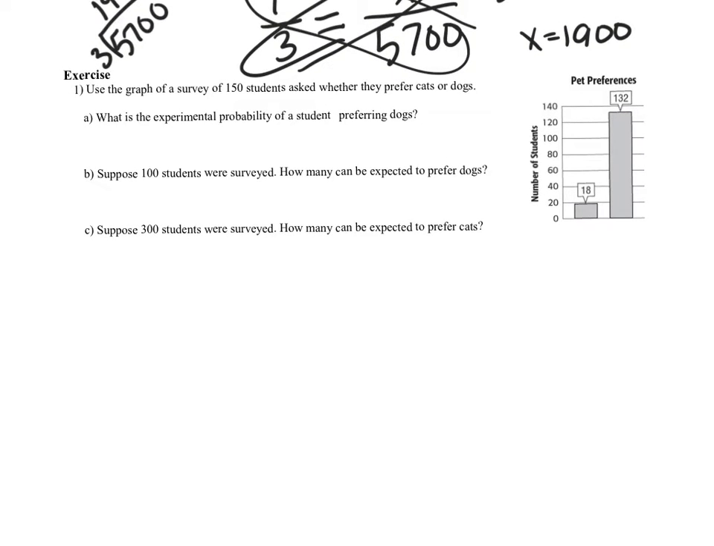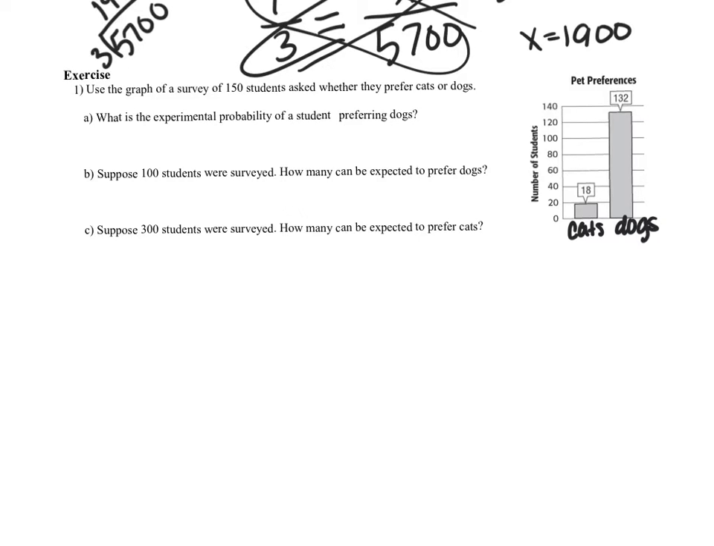Okay, so use the graph. We're down to one more exercise. Are we ready? Use the graph of the survey of 150 students asking whether they prefer cats or dogs. Okay, I don't know if I deleted it or what, but this is cats and this is dogs. I mean, because of course everybody likes dogs more than cats. No, not even close.